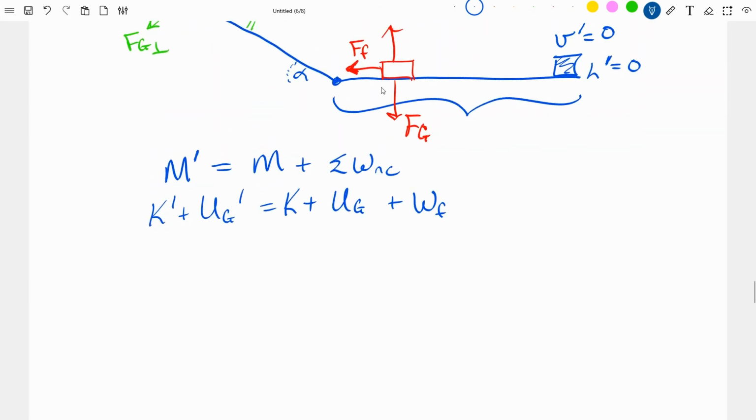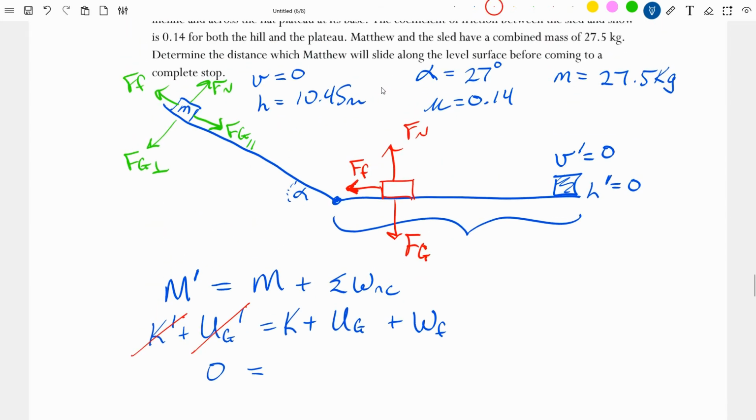So what can I cross out? Anything equal to 0 here? Well, by the time we're here, we have stopped. And we're at the bottom, where I've set my reference height. So on the left side of the equation, I literally have 0, like I had before. What about at the start? Well, at the very, very start, Matthew wasn't yet moving, right? He was just stationary up here, and then he began to slide. So he had no kinetic energy at the very start.